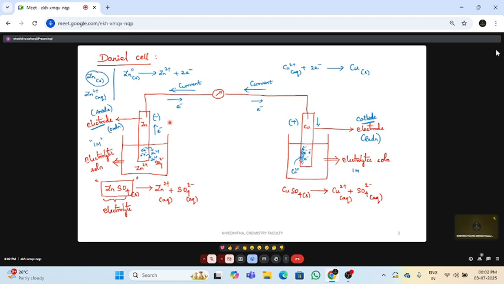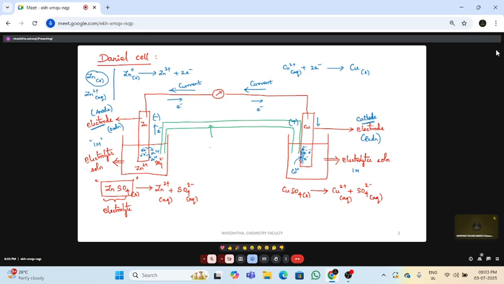So, to generate the current, we have to close the circuit. How to close the circuit? Electrons are generated here and move from left to right, but there is no connection between these two beakers, right? So I'm going to connect these two beakers using a bridge. It is like a U-shaped tube, and inside this tube, I have a salt.